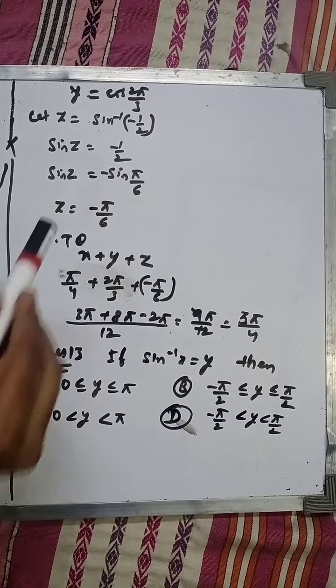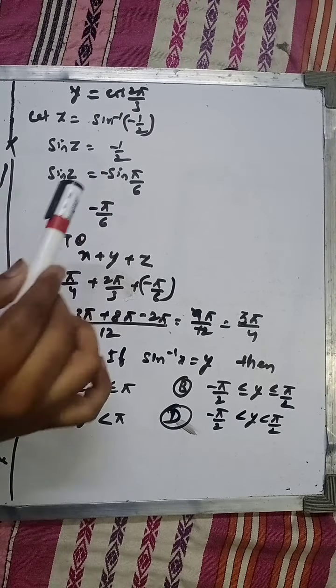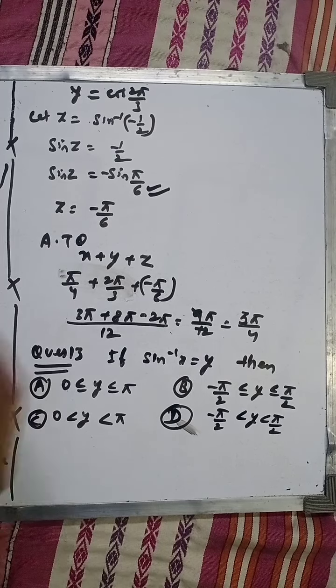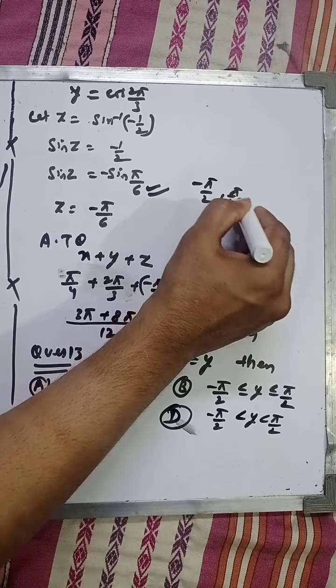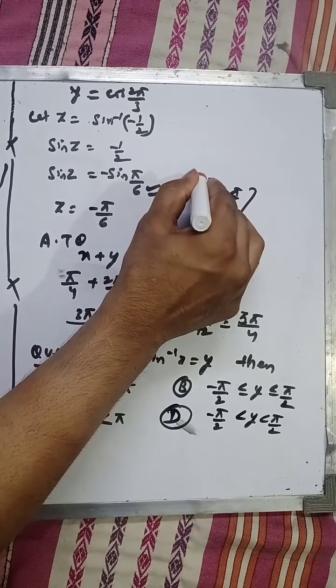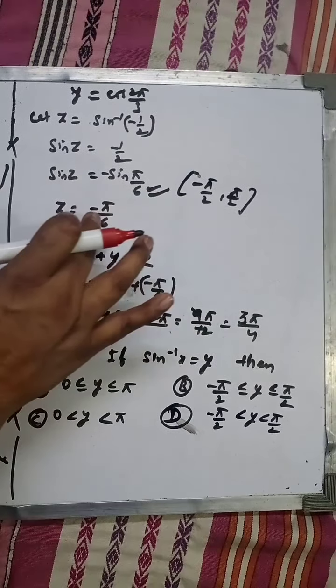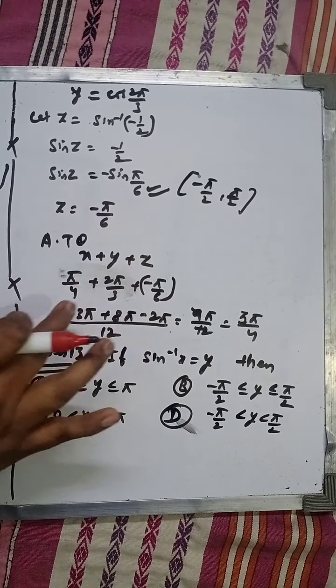Now you have to compare the angles. Just wait. First of all, at this step you have to check the range. The range of this trigonometric function is minus pi by 2 to pi by 2. So pi by 6 is lying in this range, so we will write minus pi by 6. So your z is minus pi by 6.